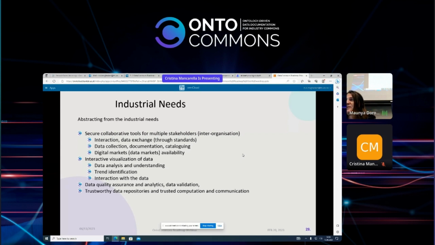Last but not least, trustworthy data repositories, trusted computation. Things should not leak out of the environment of collaboration.